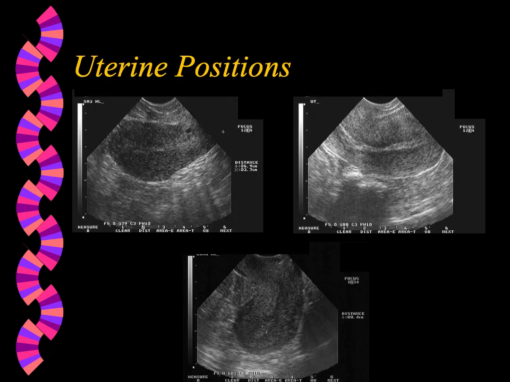Here are several examples of different uterine positions. In the top left image, this uterus is anteverted, as evidenced by the top of the uterine fundus pointing to the left of the screen. In the top right image, this uterus is retroverted, as evidenced by the fundus pointing towards the right of the screen, which is posterior. In the bottom image, the uterine fundus points straight down to the floor, which is a mid-plane uterus, so it's neither anteverted nor retroverted.